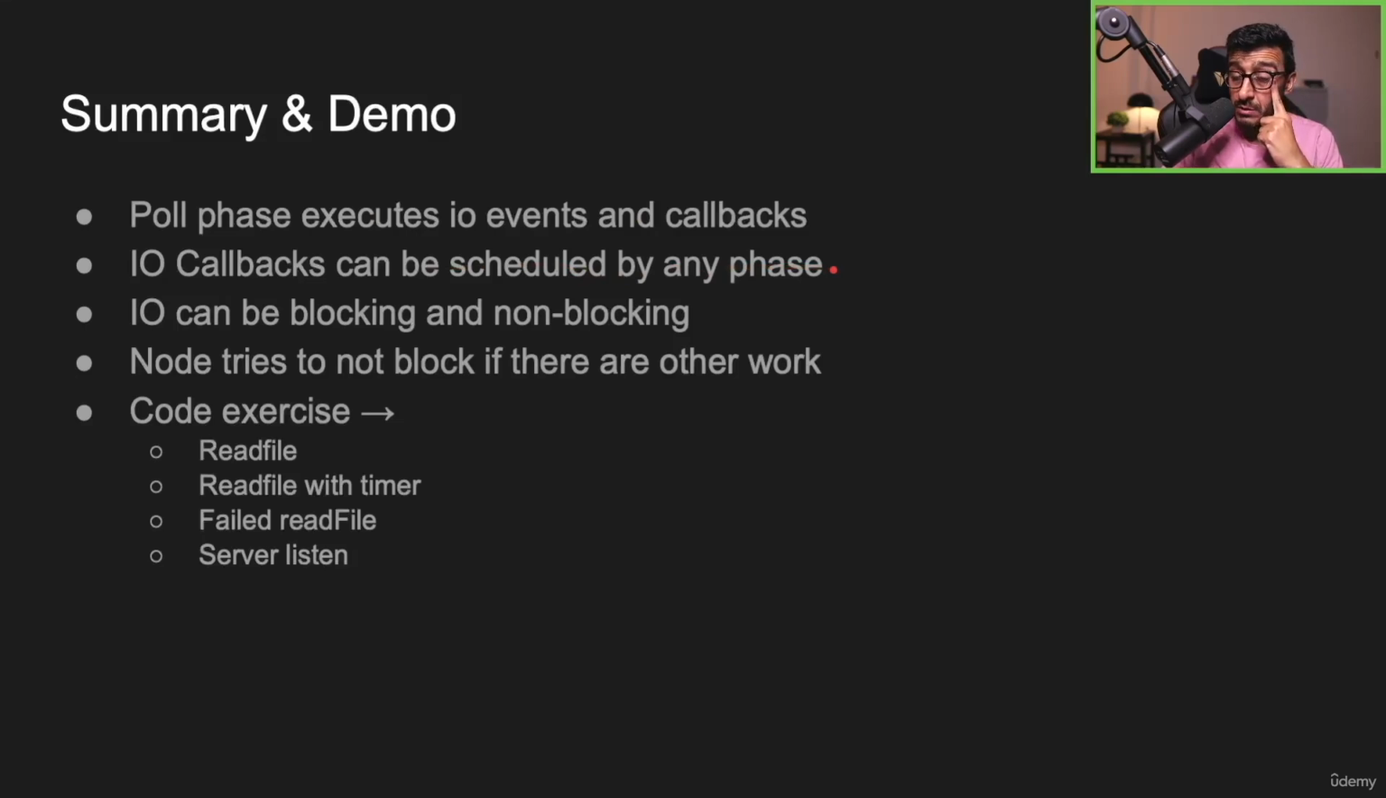So IO callbacks can be scheduled by any phase. Yes, timers. We're going to learn that there's a check phase right after this. Some IO is blocking, some IO is non-blocking, and understanding the difference is very critical here. Node will try as much as possible to do non-blocking operations, unless you did something like readFileSync, which is clearly synchronous. And if it's clearly synchronous, then it's blocking, right? And finally, Node tries to not block when there is other work as much as possible. It's smart about that. Well, when it can, of course.